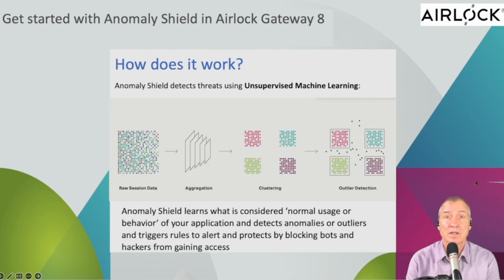How does this work? Shield detects threats using unsupervised machine learning. Shield learns what is considered normal usage or behavior of your application, detects anomalies or outliers, and triggers rules to alert and protects by blocking bots and hackers from gaining access.